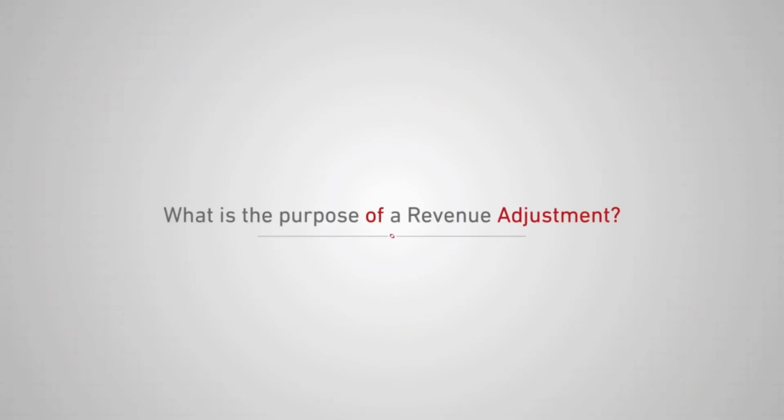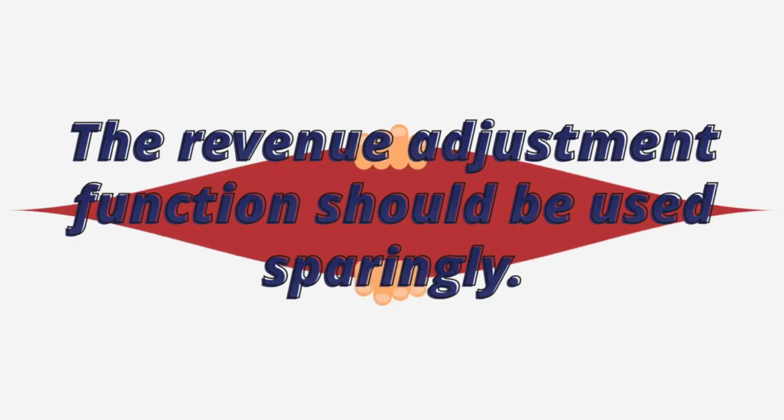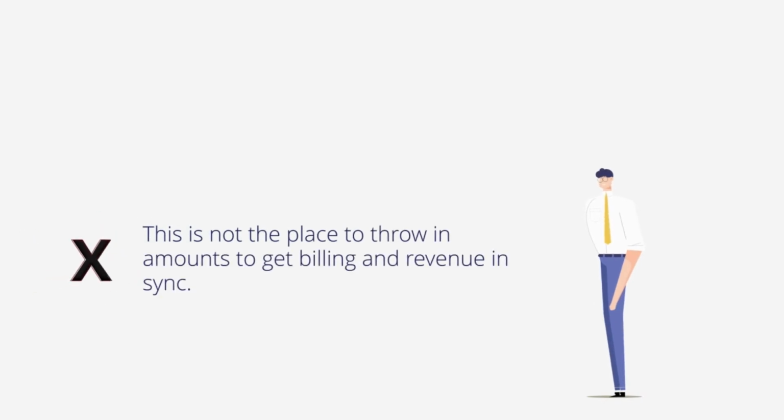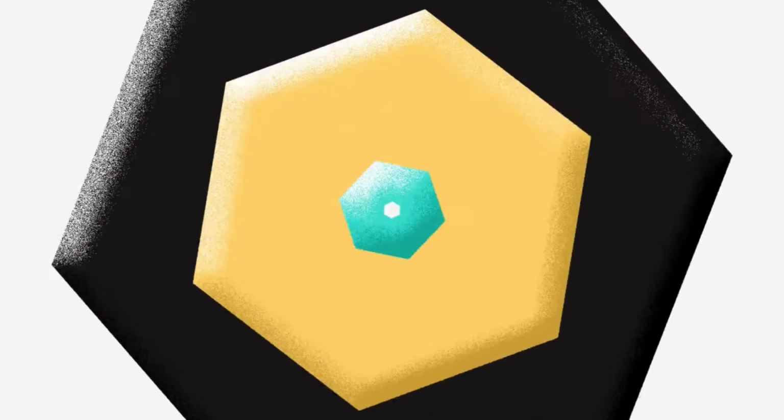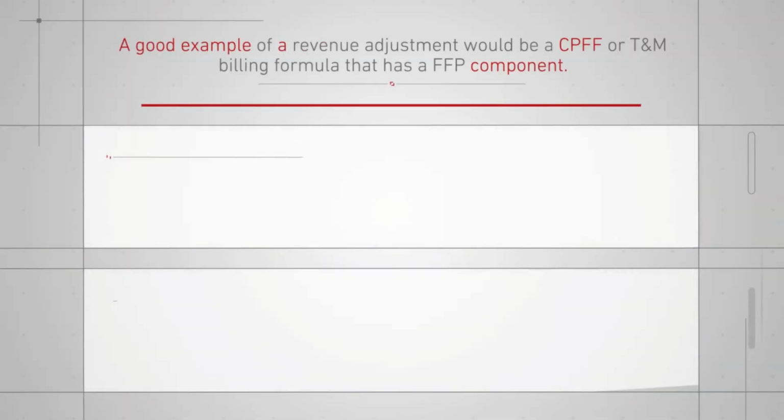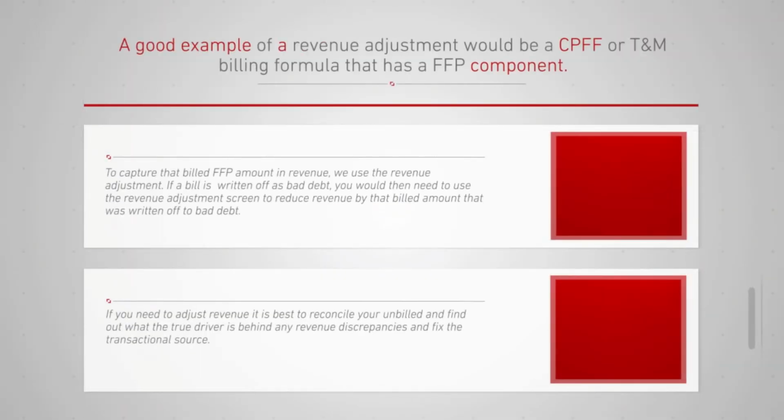What is the purpose of a revenue adjustment? The revenue adjustment function should be used sparingly. This is not the place to throw in amounts to get your billing and revenue in sync. A good example of a revenue adjustment would be a cost plus or T&M billing formula that has a firm fixed price component. To capture that billed firm fixed price amount in revenue, we use the revenue adjustment.